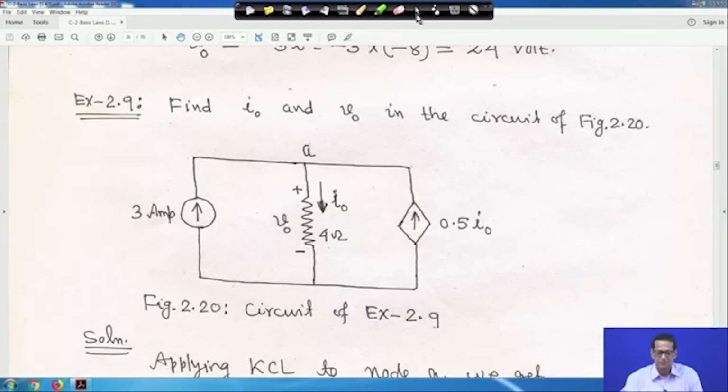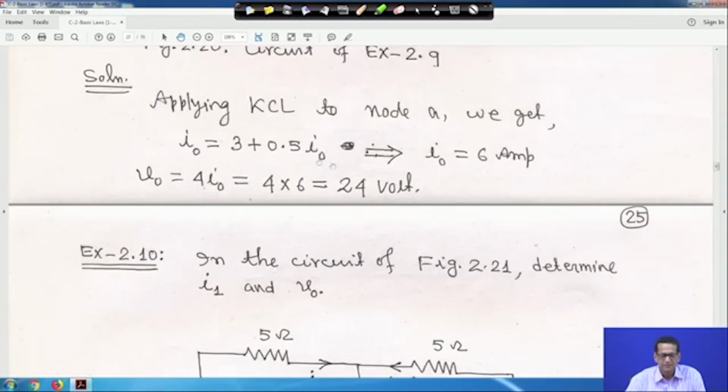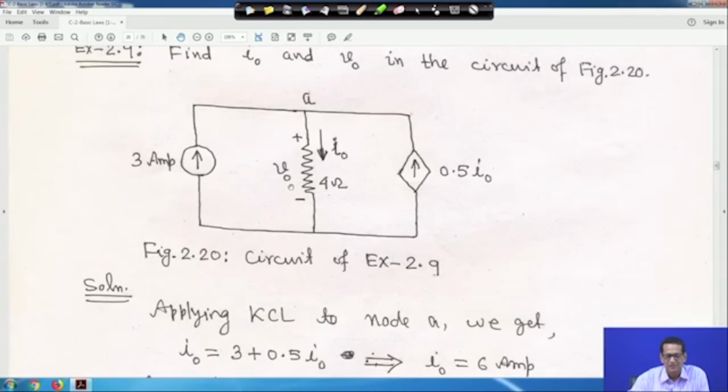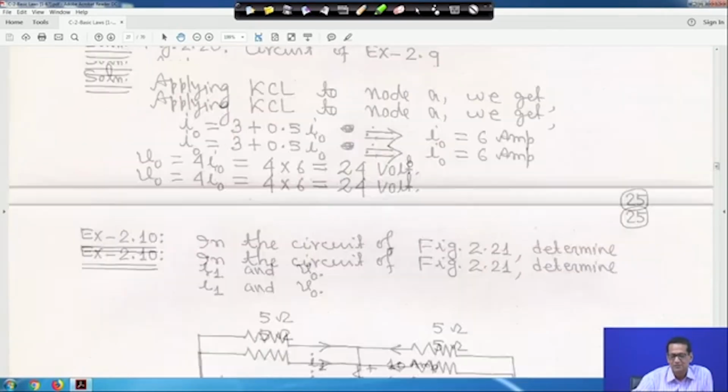Right. So, I have done it here for you. If you see that I is equal to 3, so I 0 is equal to 6 ampere. Now, V 0 is equal to 4 into I 0. This current is entering the positive terminal, so Ohm's law will tell that V 0 is equal to 4 into I 0. I 0 you got 6 ampere, so V 0 will be 4 into 6, so 24 volt. So, V 0 is equal to 24 volt.